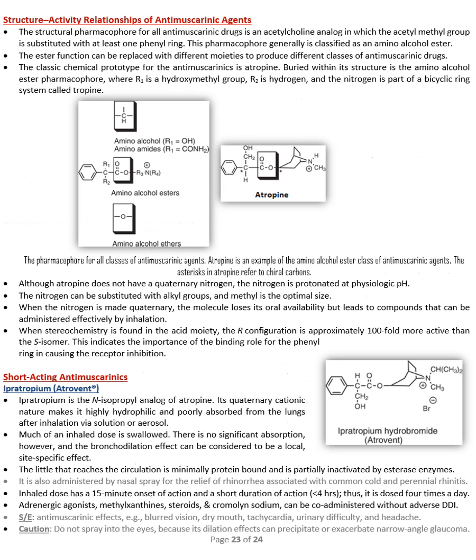Okay, let's look at the structure-activity relationship for the antimuscarinic agents. First of all, the first agent that was found to have antimuscarinic activity was atropine.